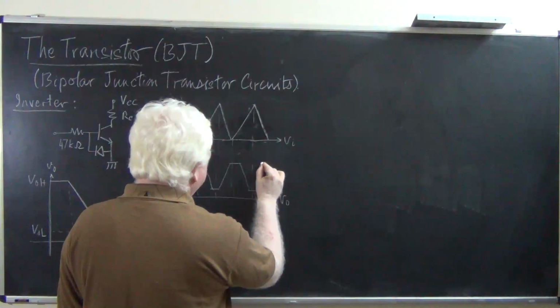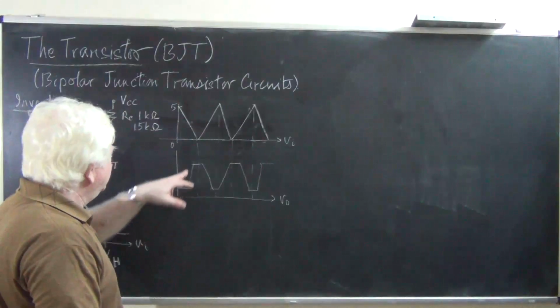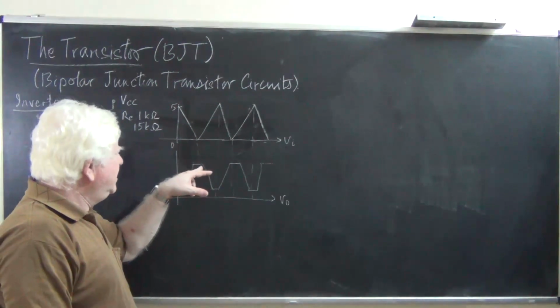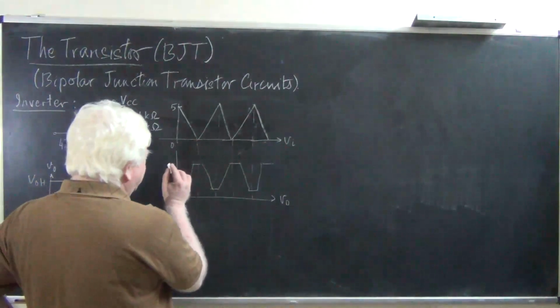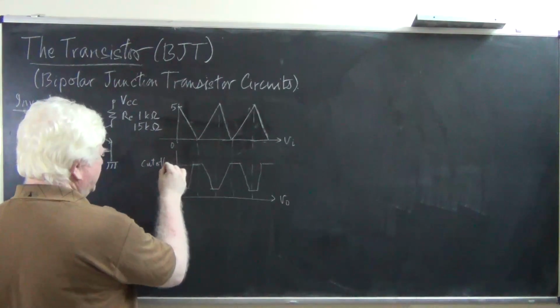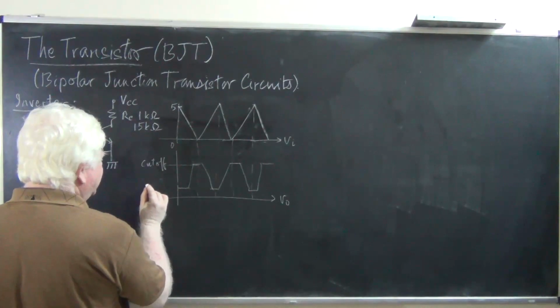roughly something like this. This is the collector voltage, the output voltage, and you can see that it cannot go higher than this because this is VCC. So this is the cutoff point. And there are points when the collector voltage will be very low, and these will be the saturation points.